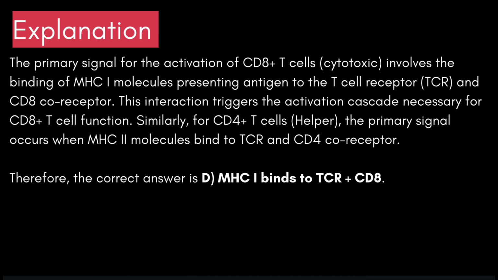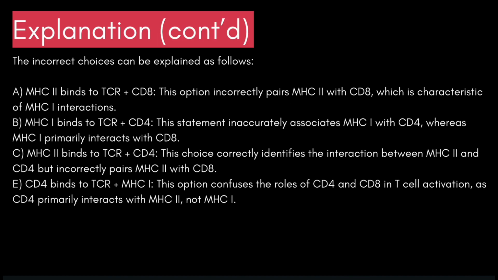Let's go ahead and look at what the other option choices were and why they're wrong. MHC2 binds to TCR and CD8. This option incorrectly pairs MHC2 with CD8, which is a characteristic of MHC1 interactions. MHC2 pairs with CD4, like we said in the earlier slides. MHC1 binds to TCR and CD4. This statement inaccurately associates MHC1 with CD4, whereas MHC1 primarily interacts with CD8.